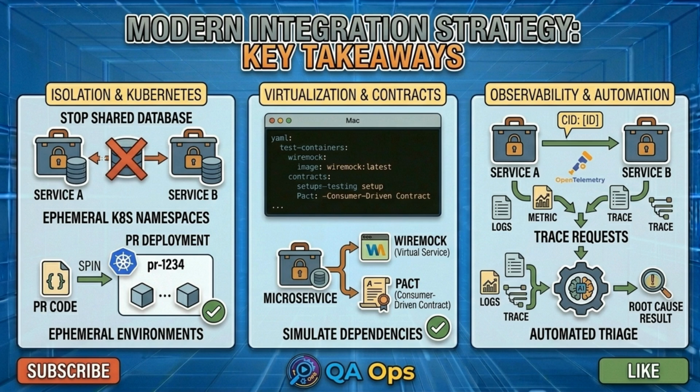To summarize, stop sharing databases. Use ephemeral Kubernetes namespaces at the PR level. Heavily virtualize your dependencies, inject correlation IDs into your tests, and replace manual triage with OpenTelemetry and AI-driven log analysis.